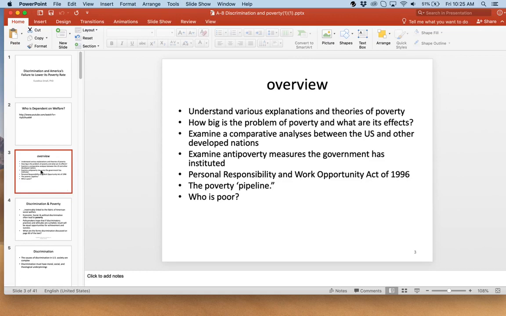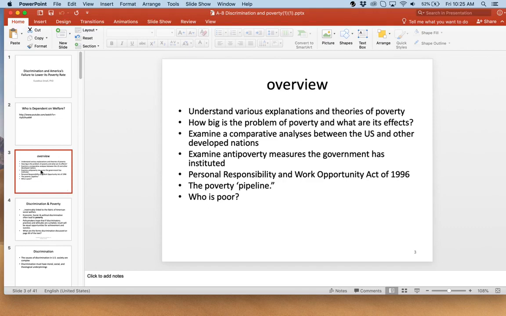Third, examine a comparative analysis between the US and other developed nations. In other words, see how other nations are dealing with this social problem of poverty. Look at the anti-poverty measures the government has instituted or put in place. For many, many decades, the United States government has tried to create some measures to ameliorate this problem. What are those measures? Understand them.